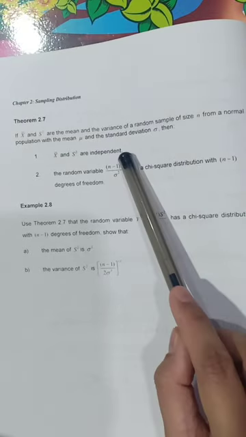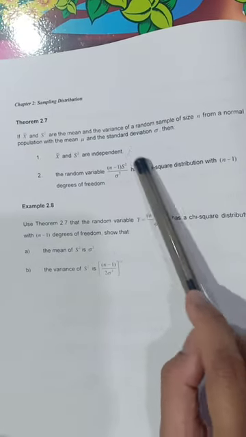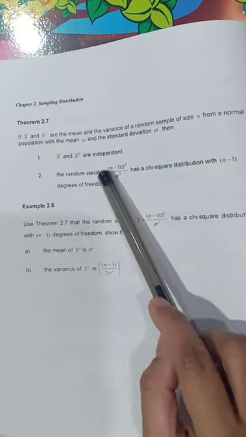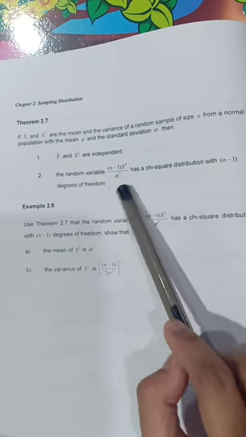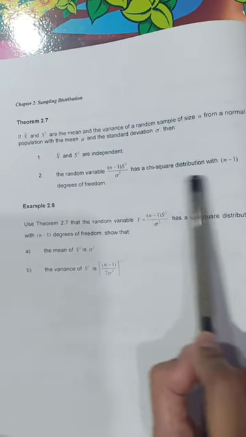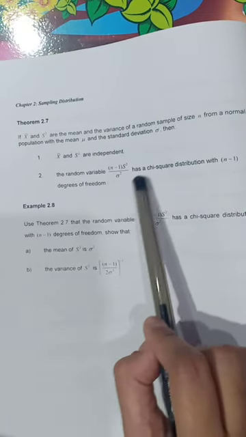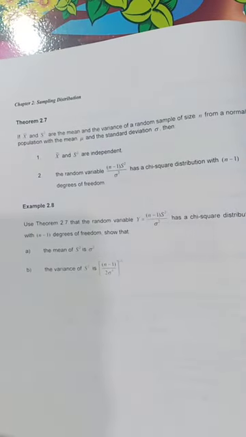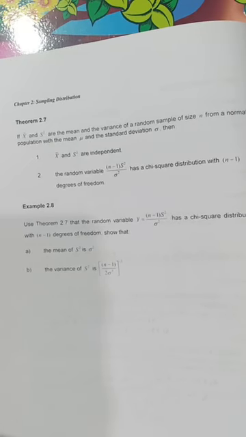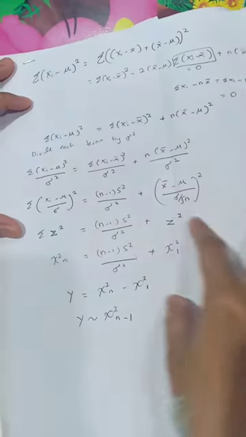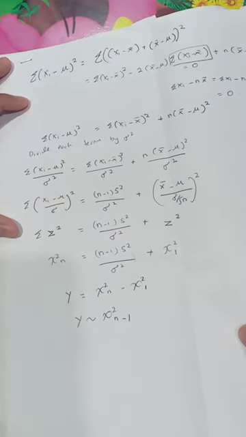Okay, so this term is another random variable that you need to memorize. This is a random variable having a chi-square distribution with n minus 1 degrees of freedom. Okay, how can this random variable occur? We can do the proving. Okay, we can prove this.